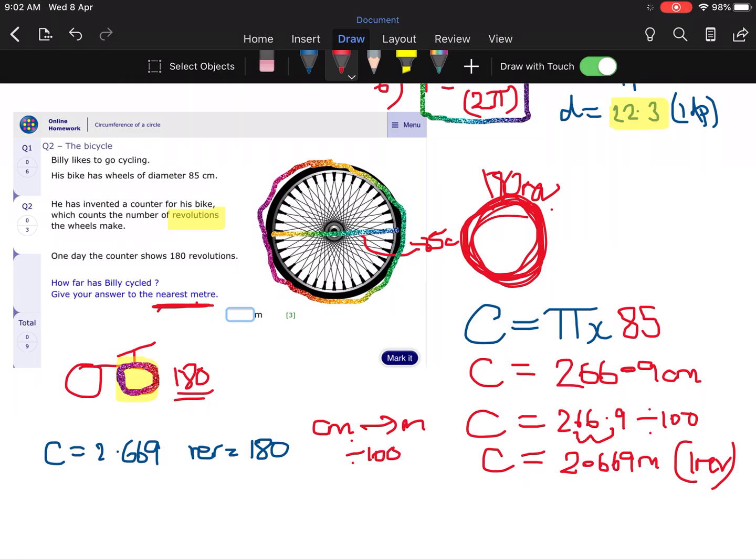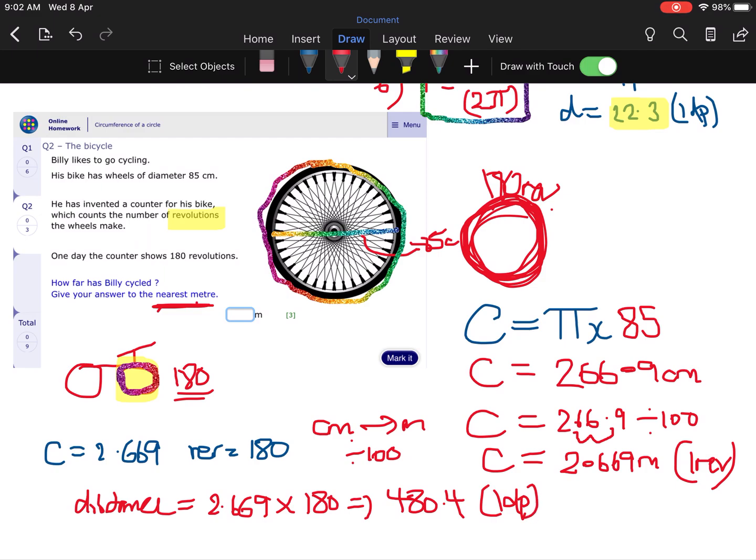So yes, you've got it. The total distance is equal to the circumference multiplied by 180. And that gives me 480.4 to 1 decimal place, but it asks for the nearest meter, so that's going to be 480 meters. Nearest meter.